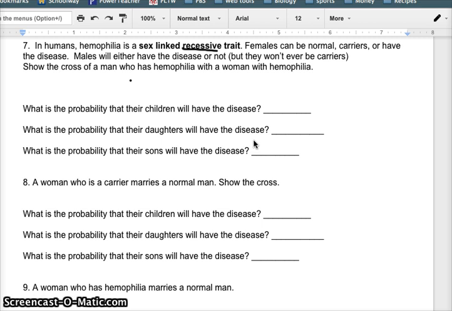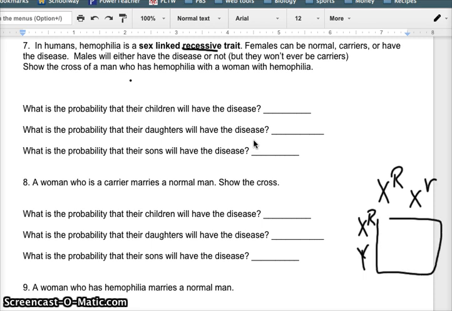So a woman who is a carrier. Remember, a carrier means X big R, X little r, marries a normal man. So he's X big R, because hemophilia is recessive, so normal is dominant. Do our Punnett square. 2 X big R's with this one, an X big R and an X little r, an X big R, Y, and an X little r, Y.